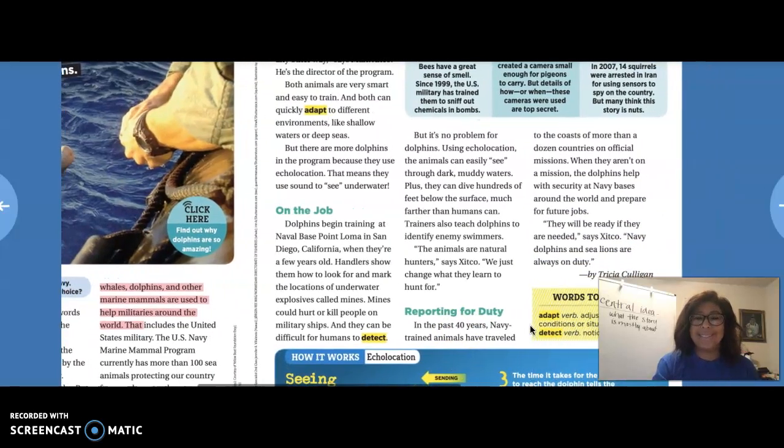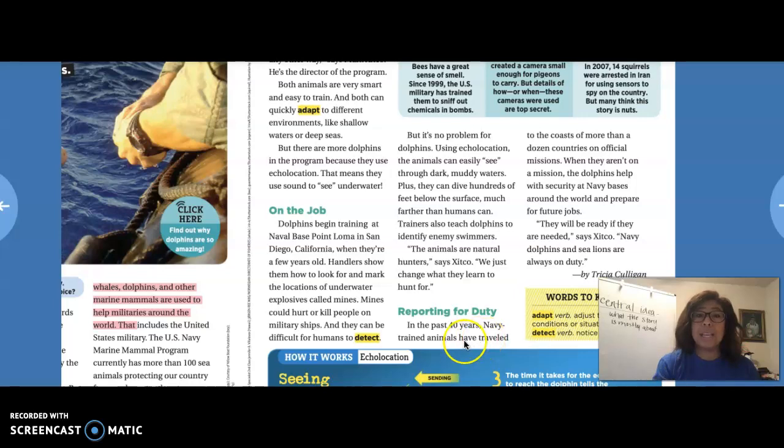Reporting for duty. In the past 40 years, Navy-trained animals have traveled to the coast of more than a dozen countries on official missions. When they aren't on a mission, the dolphins help with security at Navy bases around the world and prepare for future jobs. They will be ready if they are needed, says Zitko. Navy dolphins and sea lions are always on duty.